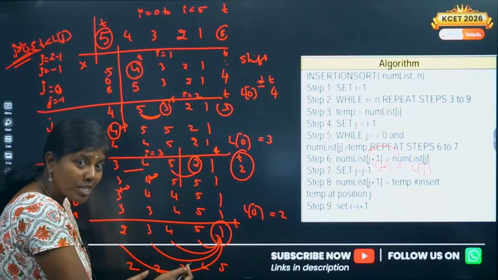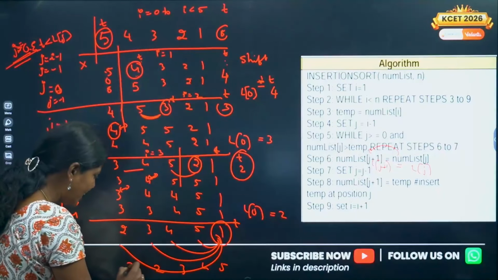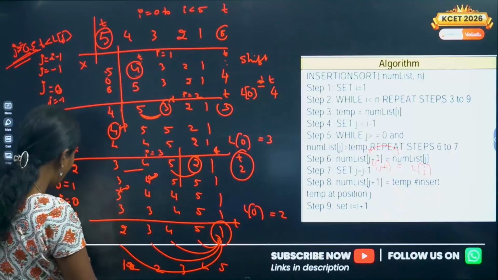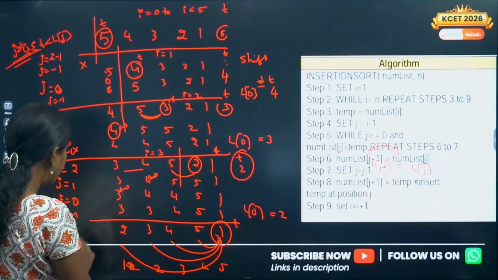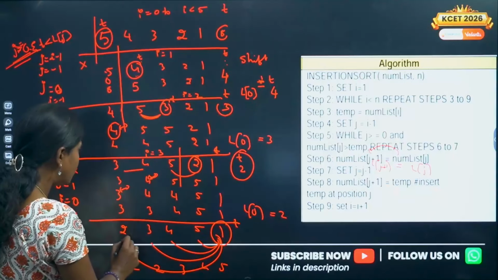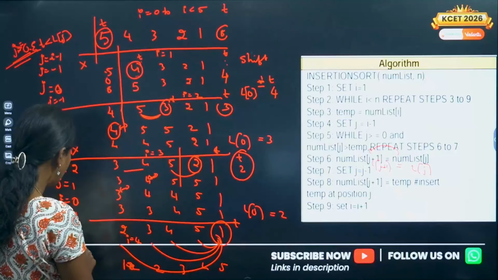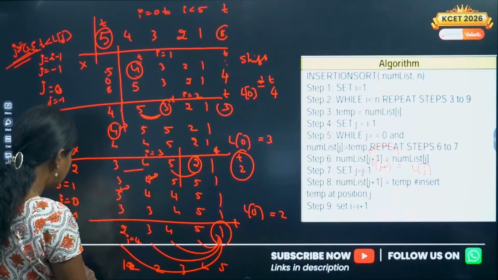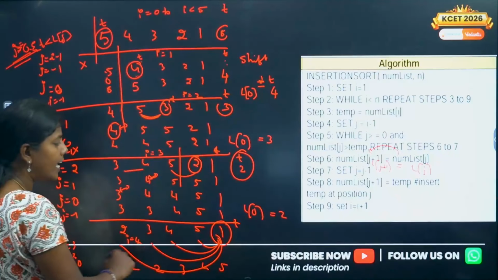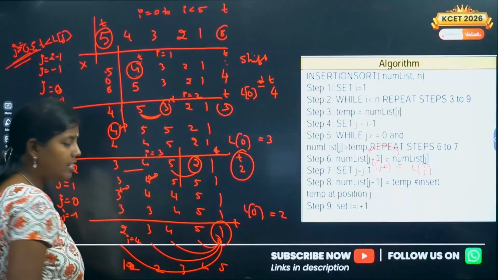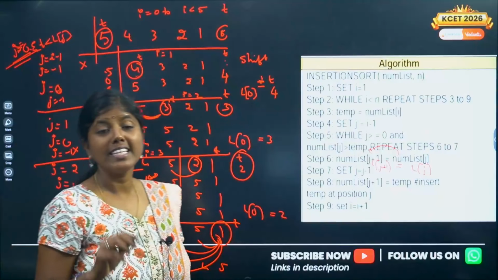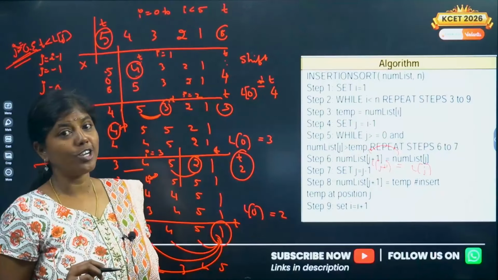I haven't space for the 2 because I've already shifted. Then I can store my 1 value here. For J equal to what? For this case, I equal to 4 and J equal to 3, 2, 1, 0, and place that 1 value in 0. This is basically an insertion sort.